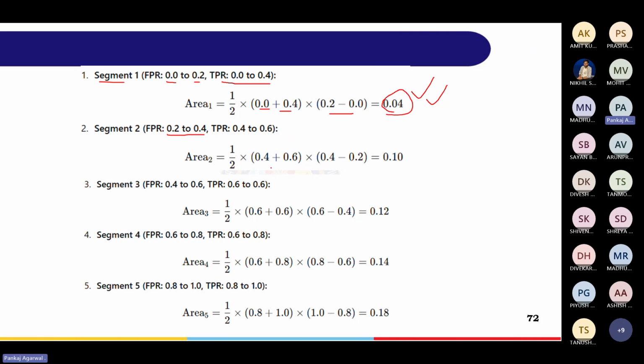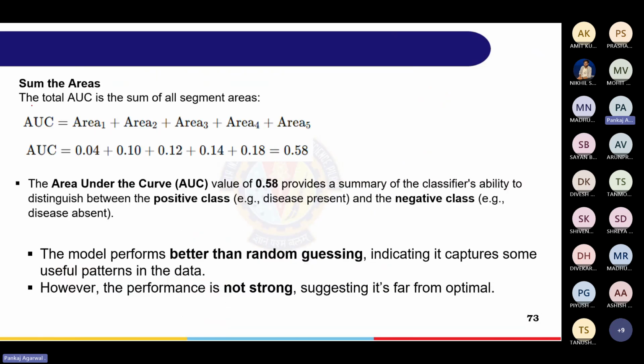Then you again calculate the segment 2. This is how you calculate different segments, and then you sum the total AUC, the sum of all the segments. We get this kind of thing, right? The area under curve is between this 0.58. It provides a summary of the classifier's ability to distinguish between the positive classes, right?